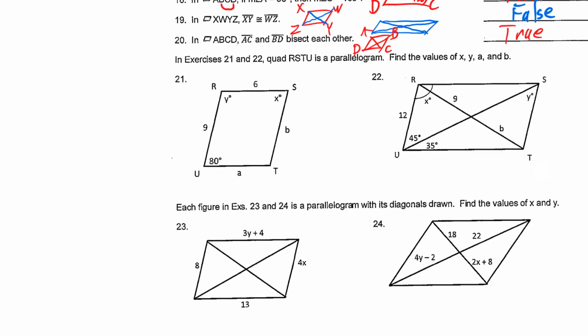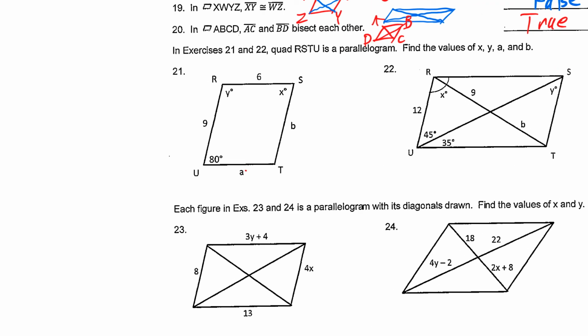Number 21, what's the value of A? 6. What's the value of B? 9. What's the value of Y? 80. Oh, 100. Remember, these two right here are going to be supplementary. And then what's the value of X? It's 80.